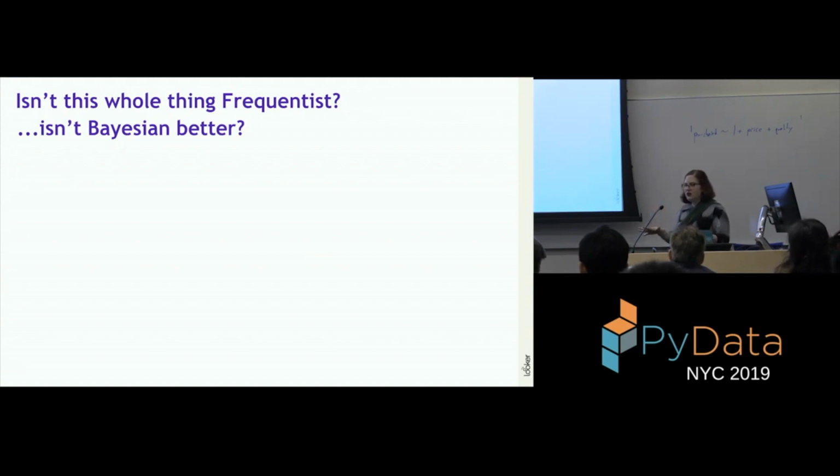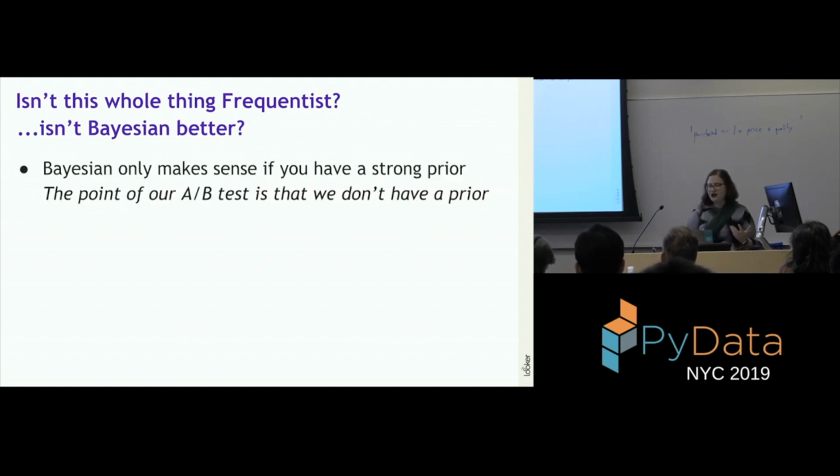And you all probably heard that frequentist is bad, Bayesian is good. So why are we doing frequentist then? The main reason is that Bayesian only makes sense if we have a strong prior. And the whole point of our A/B test is that we don't have a prior. We don't know any information about which of these variants are better. That's why we're running the A/B test.